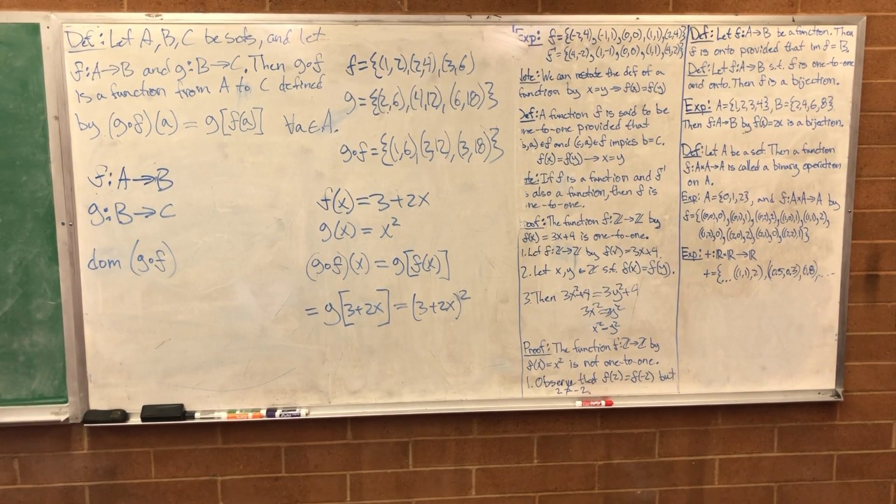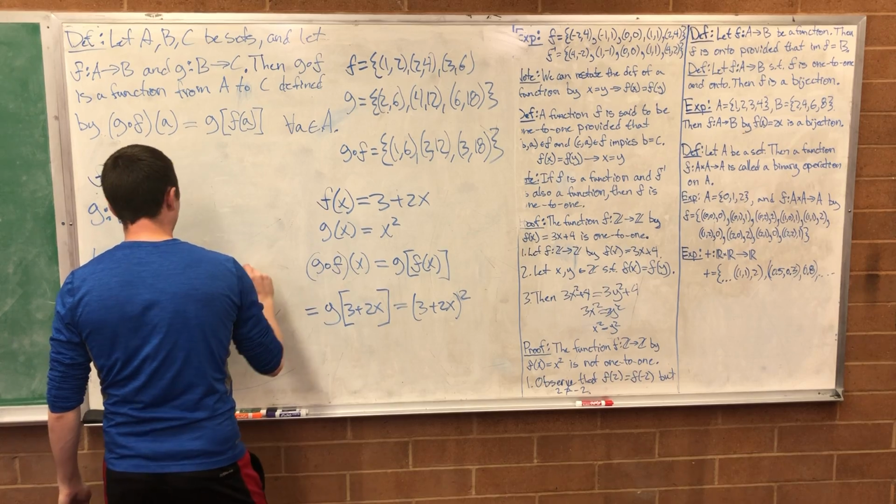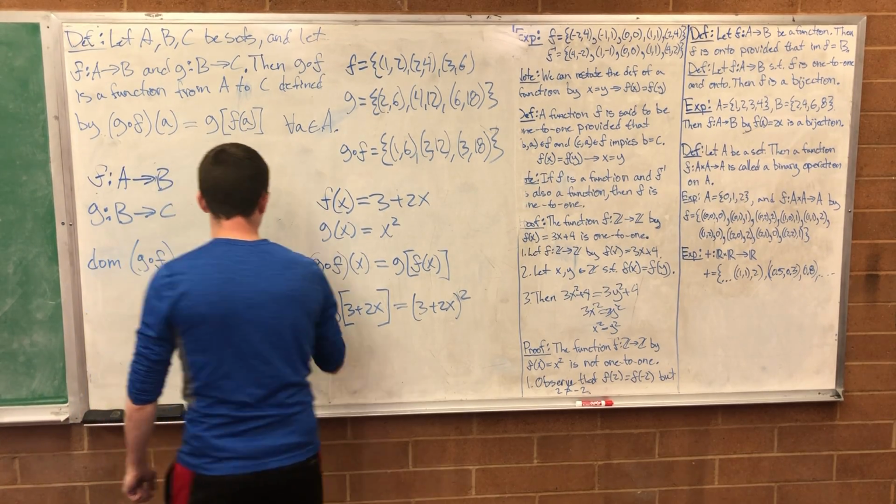A. It's just A, right? Because we run everything through F, and then whatever F spits out, we run through G. So it's just whatever came from F, so what's the domain of F? It's A. So the domain of G composed with F is the same thing as the domain of just F, which is equal to A.